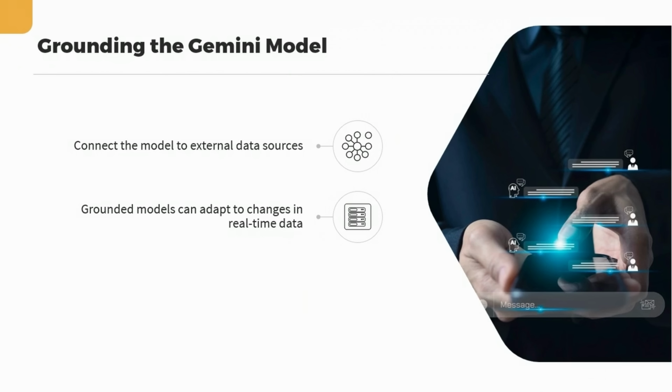When you use grounding with Gemini models, the system evaluates whether a prompt requires up to date or specialized information. If the model's existing knowledge suffices, grounding is bypassed. Otherwise, data is retrieved from sources like Google search, or you can connect the model to your proprietary data as well.